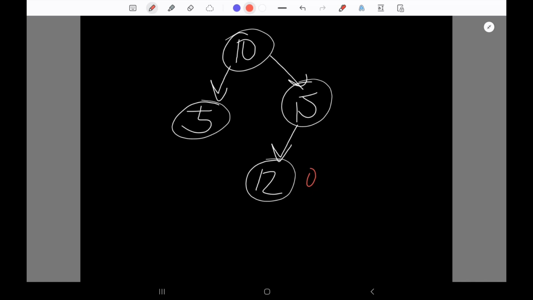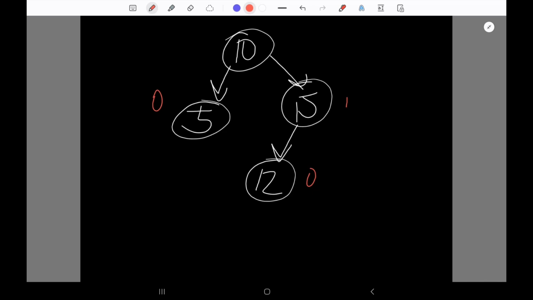And 15 has one child and no child to its right, so it has a one balance factor. How about 5? So 5 doesn't have any children, so it has zero balance factor. How about 10? So the balance factor is the difference between the height of its left minus the height of its right.